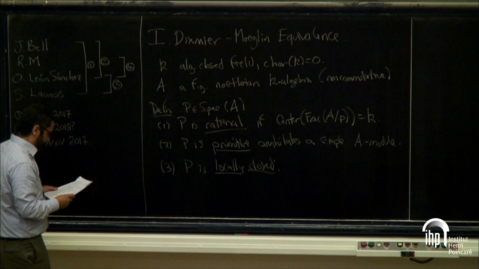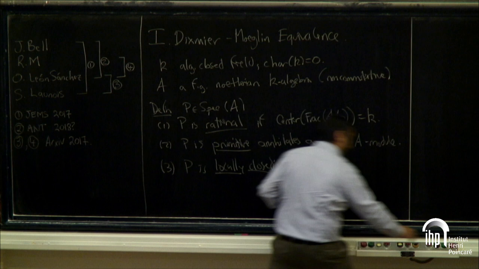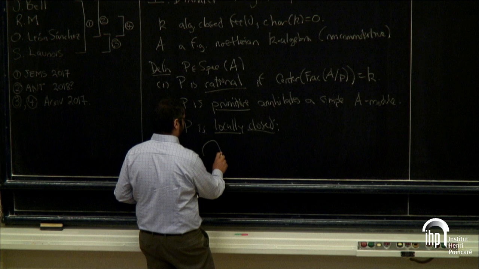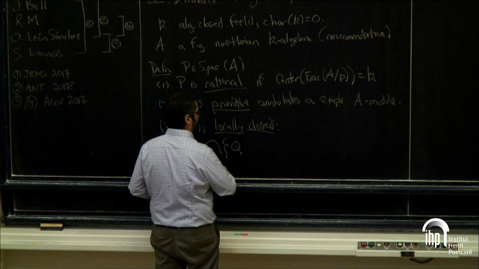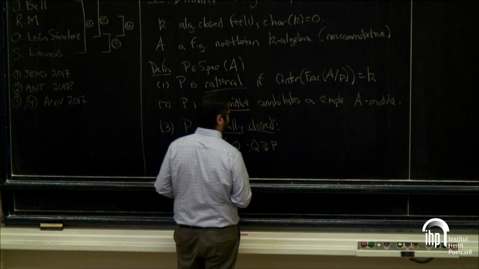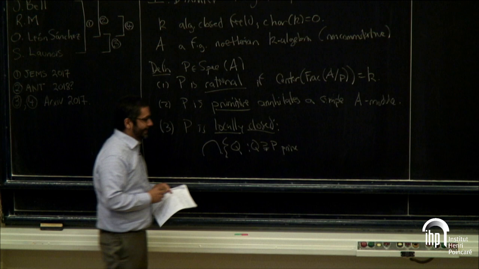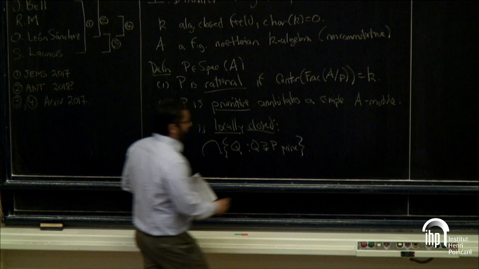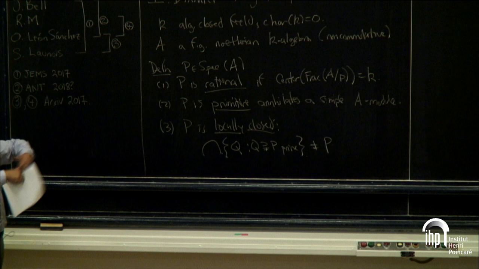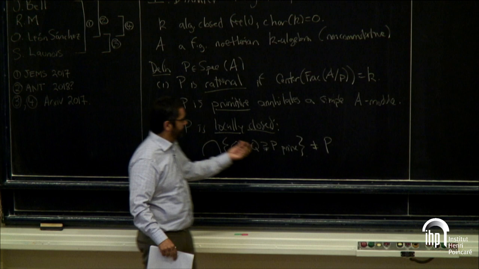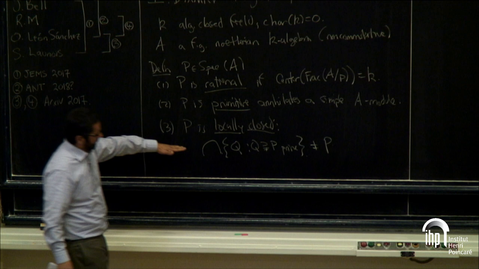if you look at the intersection over all prime ideals Q, where Q properly extends P, then this is not P. So if you look at the prime ideals properly extending P and intersect all of them, you don't get P, you get something bigger. So if you took something in here that's not in here and localized, then the singleton P would be locally closed in that open set. So that's the condition of being locally closed.